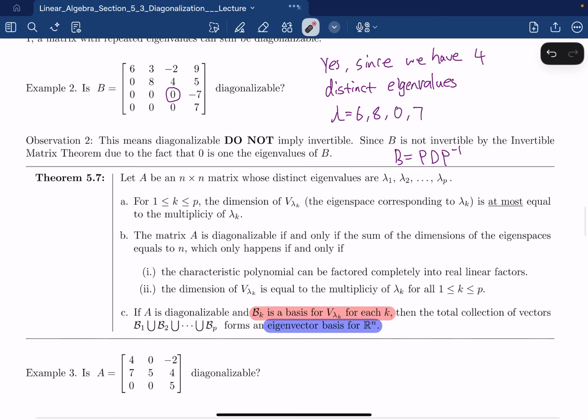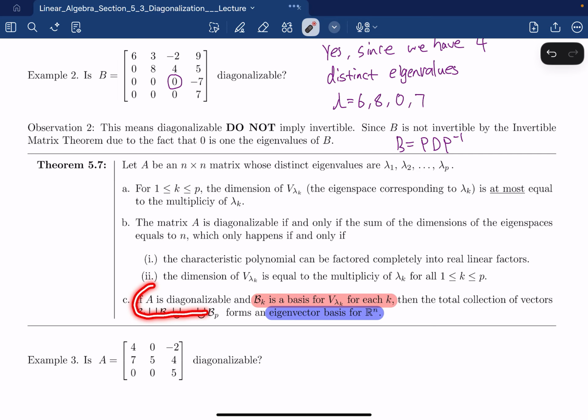But this whole thing is built on the condition that A is diagonalizable. Okay? So theorem 5.7 really characterizes everything we need to know about this terminology of quote-unquote enough eigenvectors, right? Enough linearly independent eigenvectors. So this gives us all of the conditions, and on top of that, it tells us if you collect all of the bases for the eigenspaces, then you have an eigenvector basis of Rn.